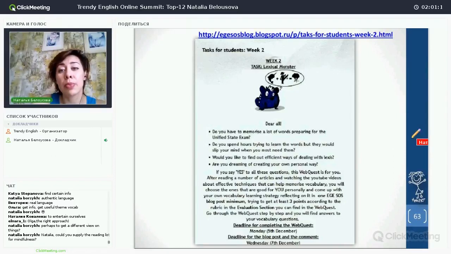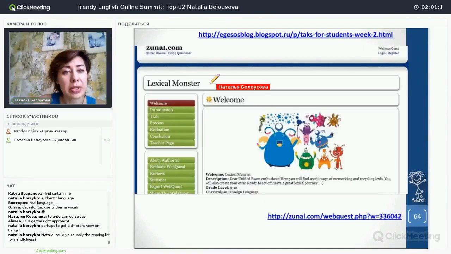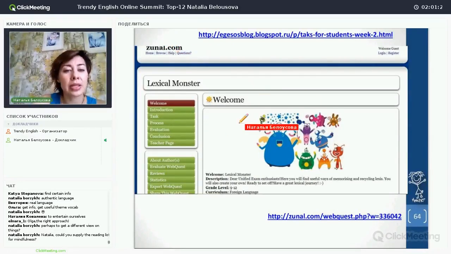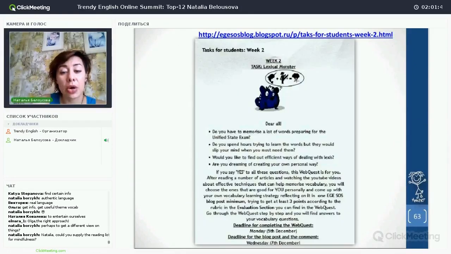Another task, just examples for week 2, was the lexical monster task. And I used this website, Zoonal.com. Here you can create different quizzes for learners in different topics. So they had to do the quiz, do the vocab tasks, look at some useful resources that they can find online, and read a number of articles about different effective techniques of memorizing vocabulary, choose the ones that are good for them personally, and come up with their own vocabulary learning strategies, reflecting on it in one of their blogs.